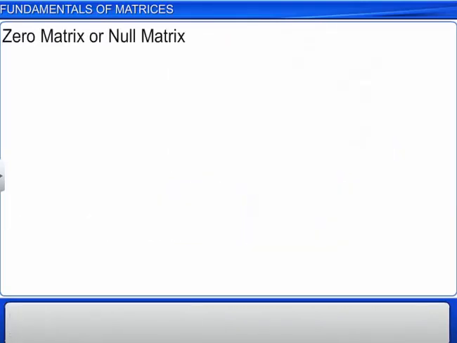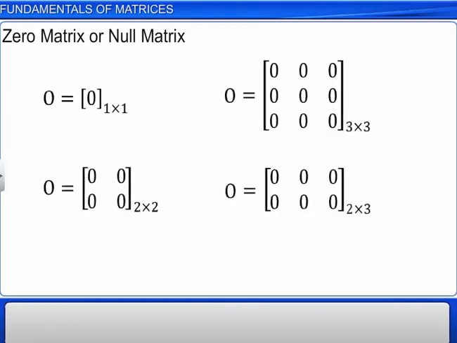When every element of a matrix is 0, the matrix is called a zero matrix or null matrix.